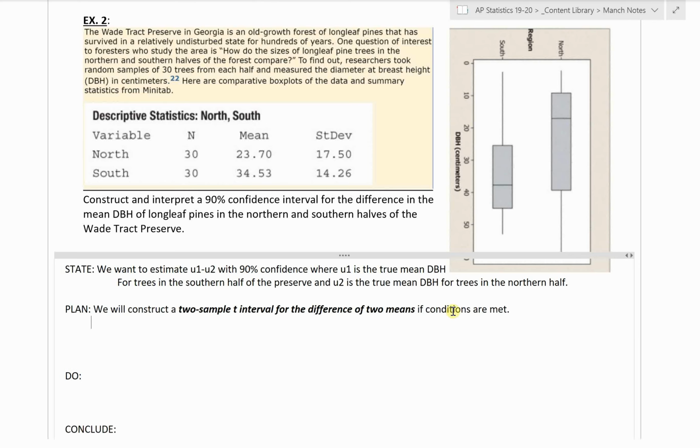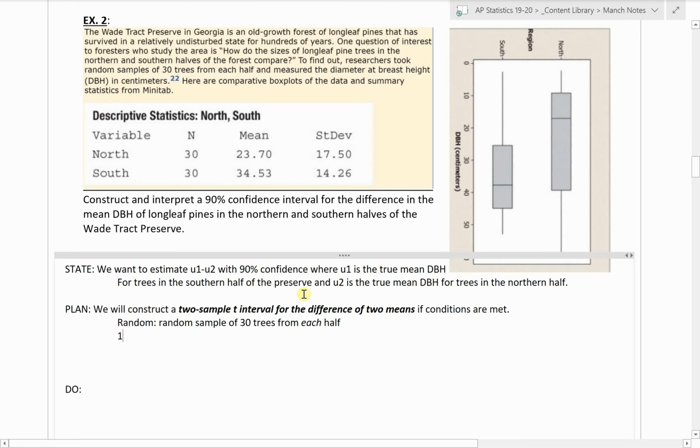So what are the conditions that we need to meet? It's the same three we've been doing for means the whole time. So we'll check our random condition. The random condition needs to be met for both populations. It says researchers took random samples of 30 trees from each half, and that satisfies the random condition for both populations, both groups.